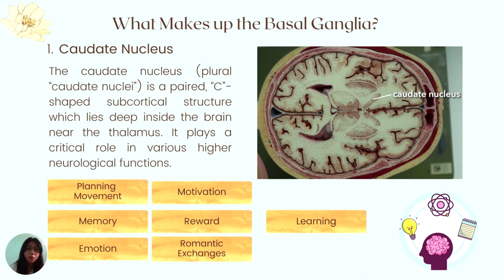It plays a critical role in various higher neurological functions such as planning movement, motivation, our memory, rewards, like what was shown earlier in the video, that when the bell rings, it registers in the dog that it means he will eat, because that is the reward given. So learning, emotions, and romantic exchanges.